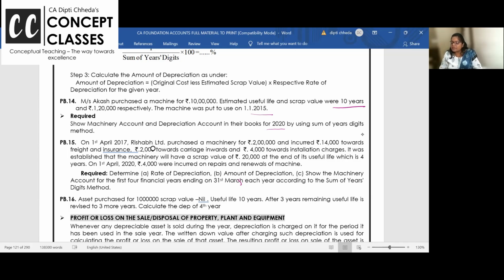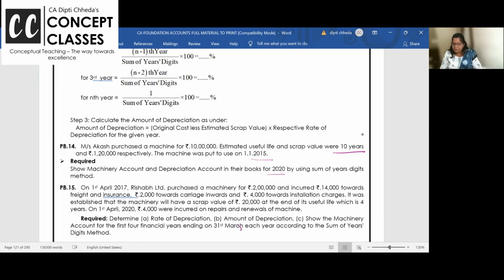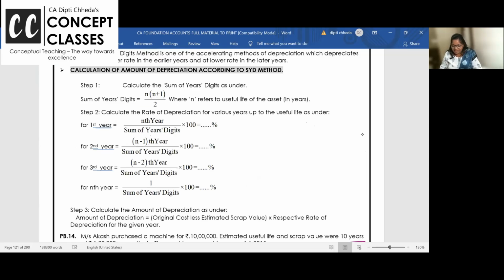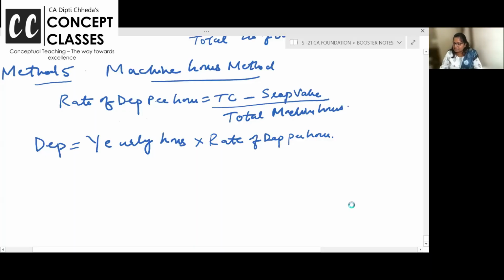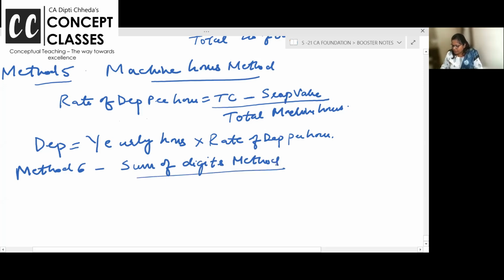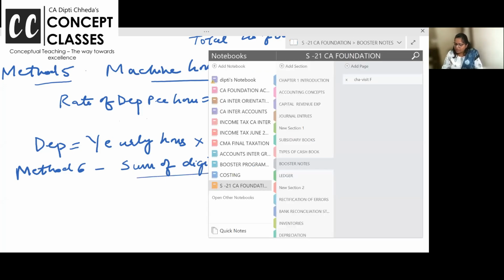You can get the total by doing 10, 9, 8 like that, and also by the formula which I have given. Sum of the digits is equal to n into n plus 1 by 2. Okay, I'll show you both methods. It is very easy. Write the sum of the digits method in your boosters also. Method 6, sum of digits method. Write and keep it, and then go to your routine notebook and we start there.